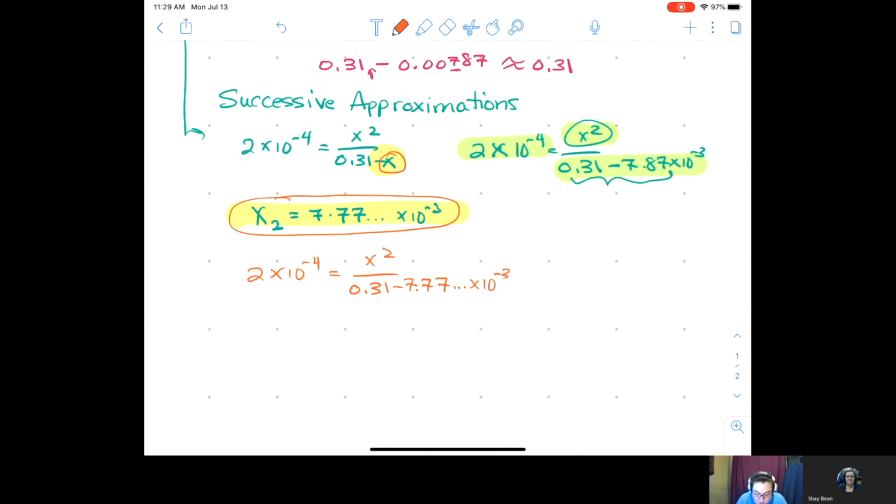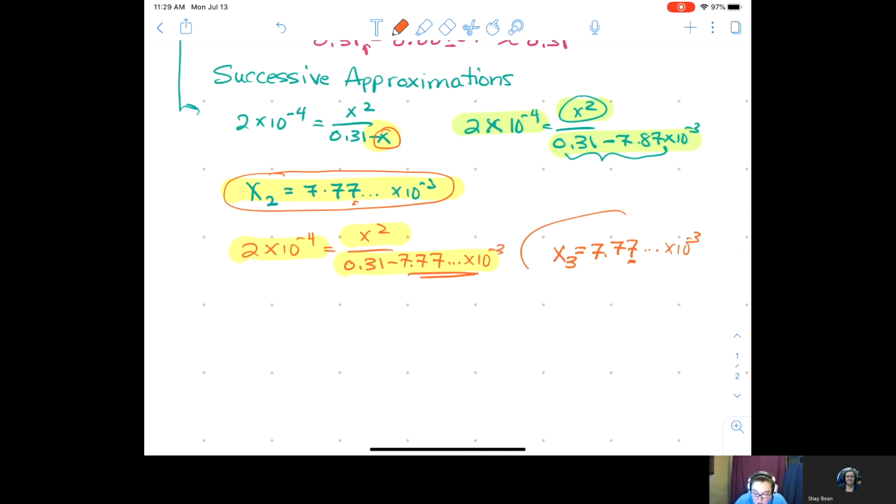Again, I'm sitting here with this value in my calculator. Don't round it. I'm going to make it negative and add it to 0.31 and hit my equal sign. Then I'm going to multiply by 2 times 10 to the minus 4 and hit my equal sign. Then I'm going to take the square root of it. What I get for my third approximation is 7.77... times 10 to the minus 3. That's good enough. We're now at the point where we have 3 digits that are staying the same.